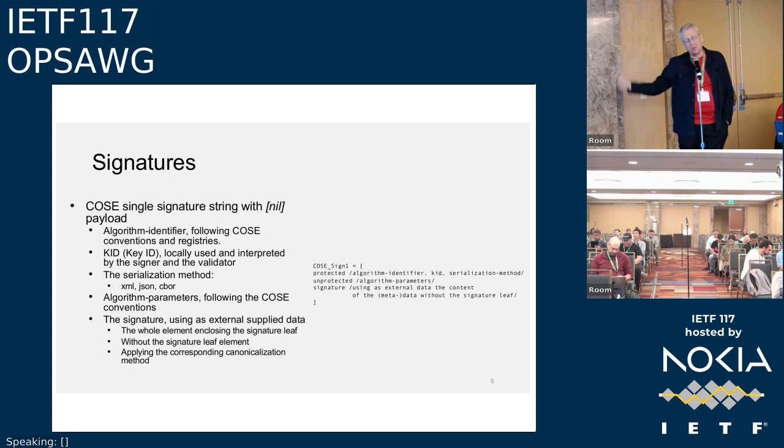for signing, and that allows a verifier to verify the signature. The signature is generated by taking the enclosing YANG element, taking off the signature element itself, and using this as the external data for the COSE signing procedure, after applying the applicable canonicalization method that you have to apply for any digital signature. The canonicalization method, depending on the serialization, is described in the draft. Can you move on?